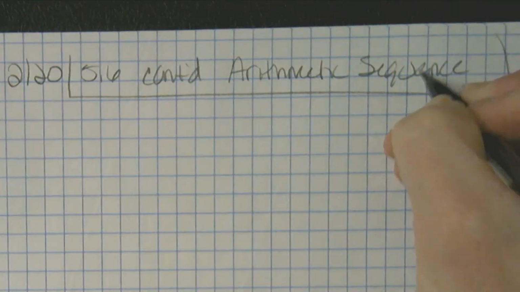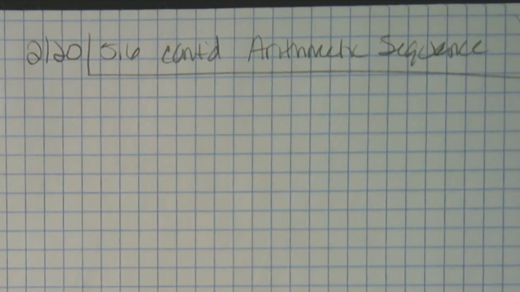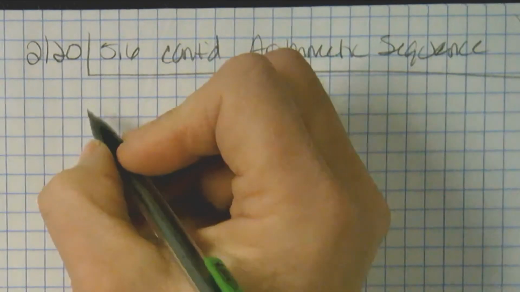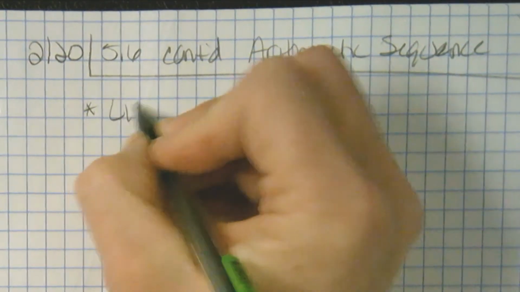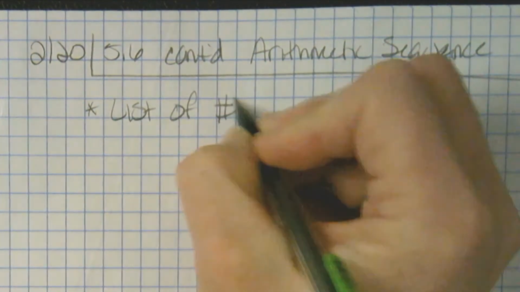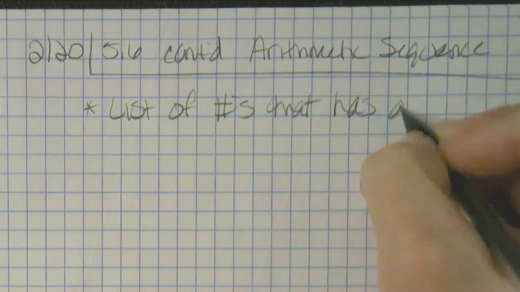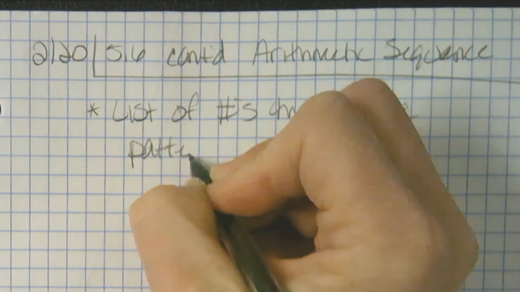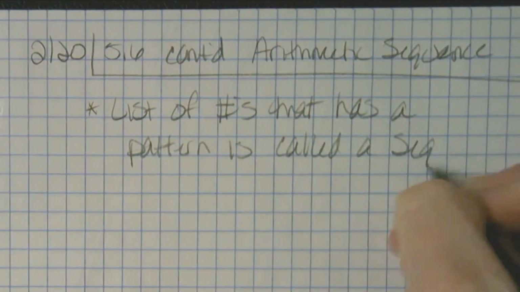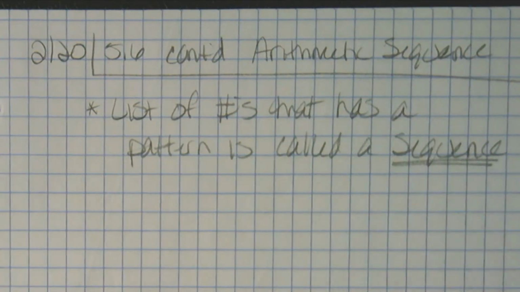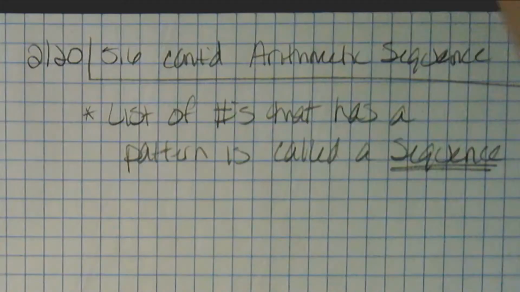If you noticed in our homework, they were referring to these lists of numbers as sequences. All right, so when we have a list of numbers that has a pattern, it is called a sequence. A list of numbers that has a pattern is called a sequence. Come on, Jack, let's get moving, buddy.